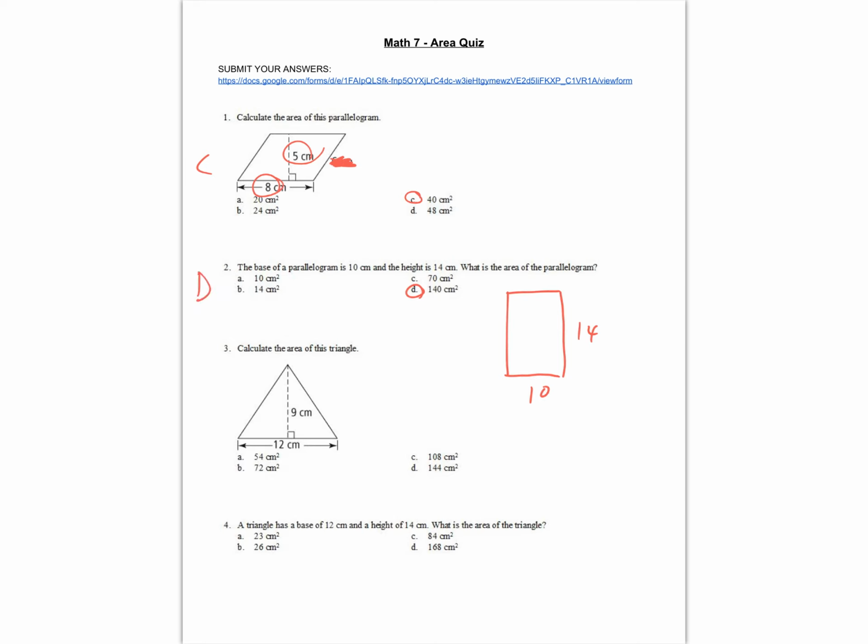Area of a triangle is always the horizontal by the vertical, and then we have to divide it by 2. Okay, so 12 times 9 is 108, but for triangles we always divide by 2. So the answer is going to be 54. A.